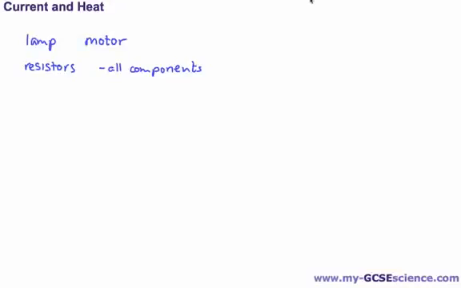Hello and welcome. We are going to have a quick look at the relationship between current flowing through a component and the heat generated, and for the purpose of this video we're going to call these components, the lamp, the motor, resistor, and in fact all components, resistors. Obviously resistors are resistors, but we can refer to everything else also as resistors.